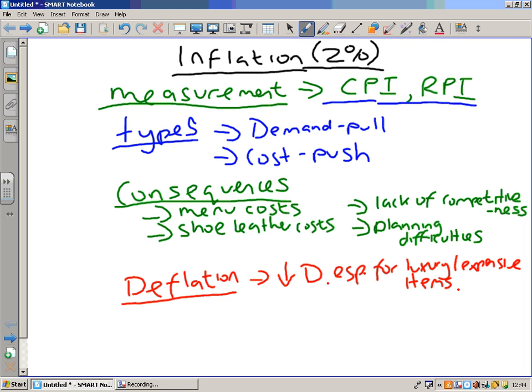So why don't we aim for 0%? So no deflation but no inflation. People like their wages to increase every year. It makes them feel like they're getting somewhere. So a low level of inflation is the target for our economy.